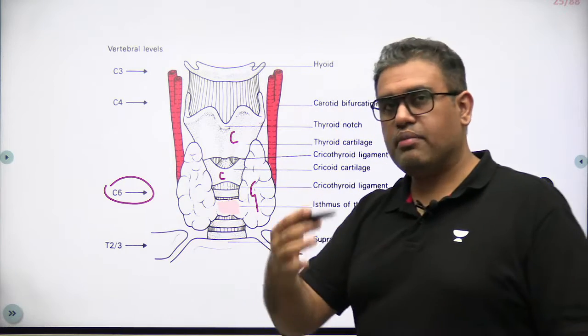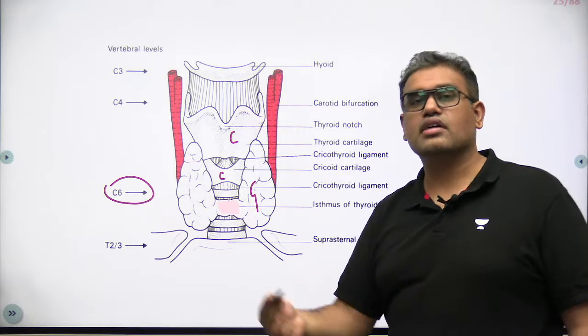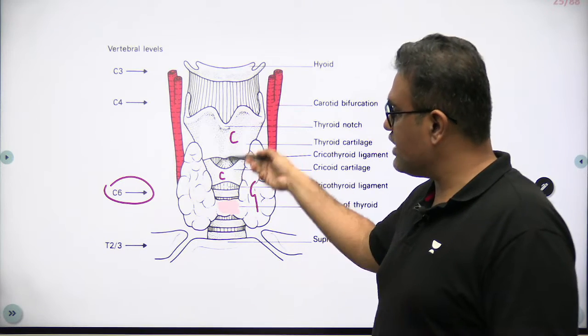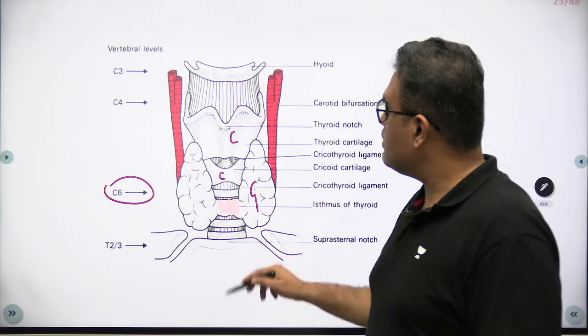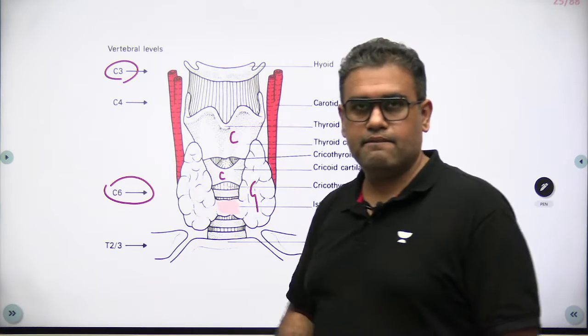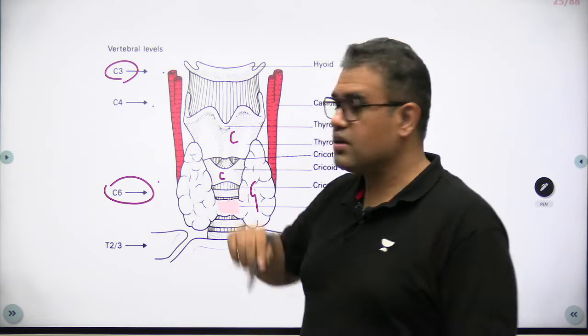You all should remember why, because from here the larynx and pharynx end and the trachea and esophagus start. At this level the larynx and pharynx will end, and below this the trachea and esophagus will start. C6, remember. Hyoid bone around C3, just below the level of the mandible. But now the question is, why do we need to remember this?